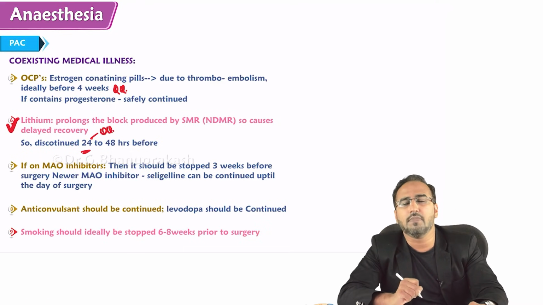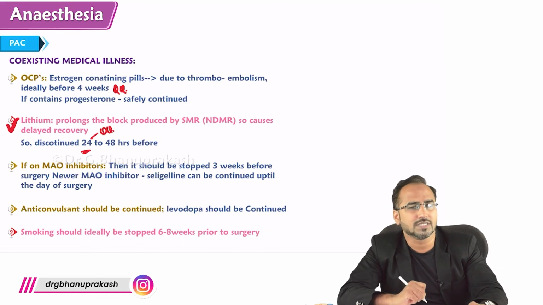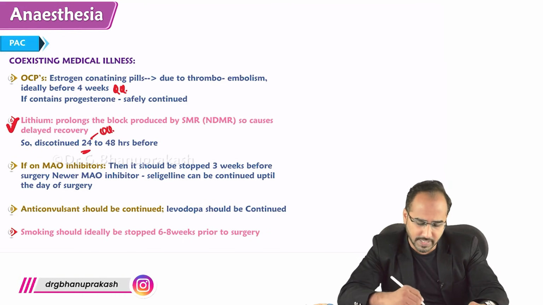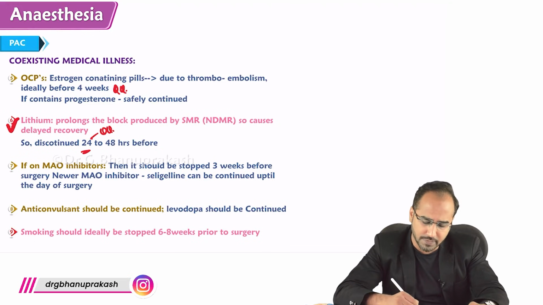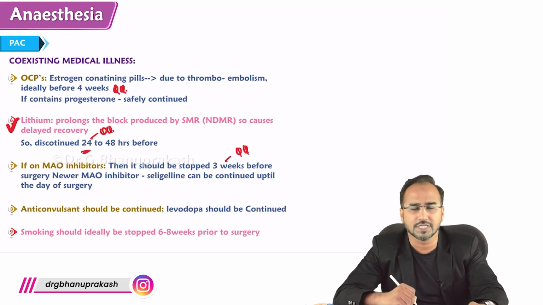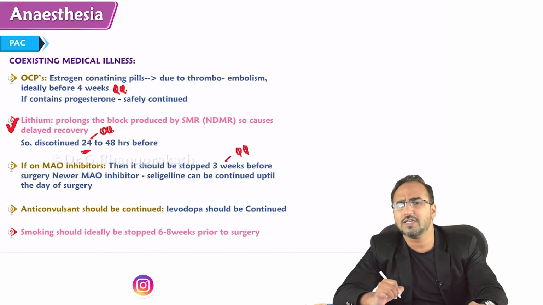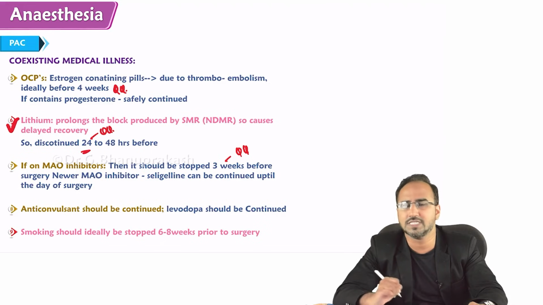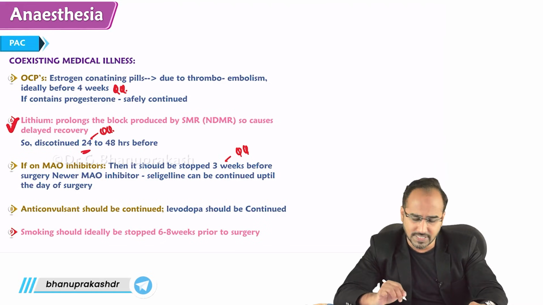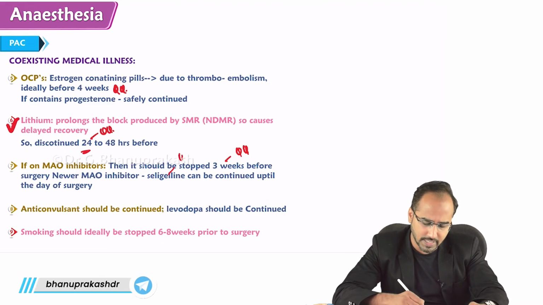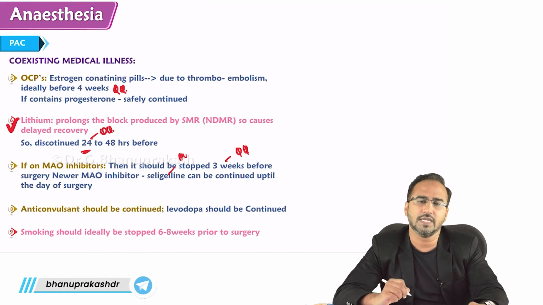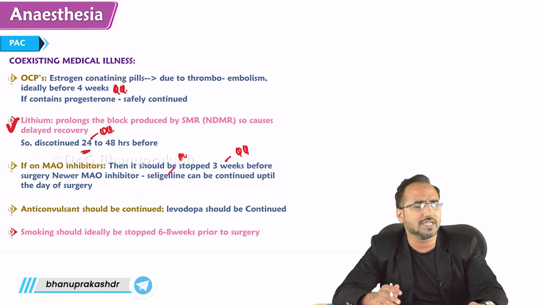If the patient is on MAO inhibitors, you know what is MAO inhibitors? Monoamine oxidase inhibitors. What's your advice? If the patient is on monoamine oxidase inhibitors, it should be stopped 3 weeks before surgery. Nowadays, we have a new generation monoamine oxidase inhibitor, which is called selegiline, which can be safely continued. It can be safely continued on the day of surgery, right? So we have discussed almost all of the drugs.